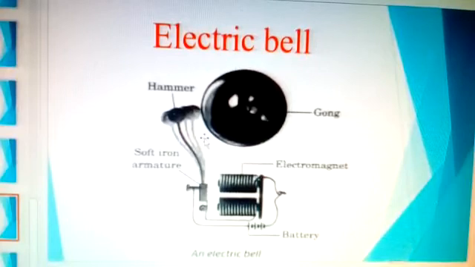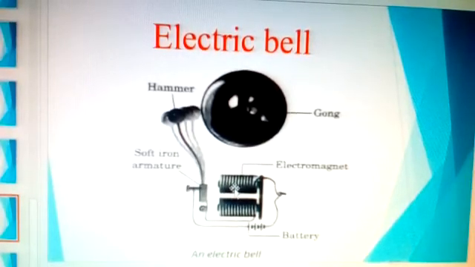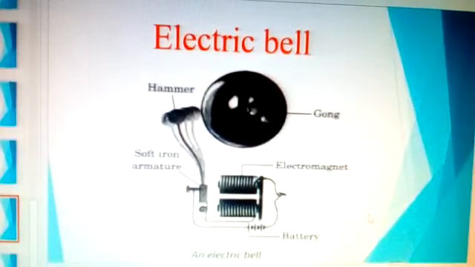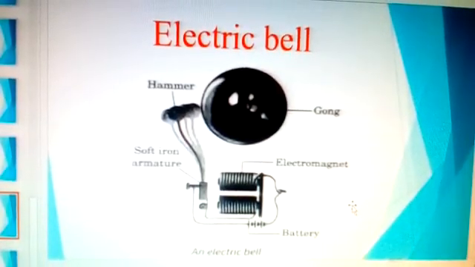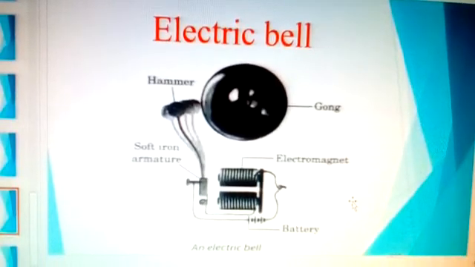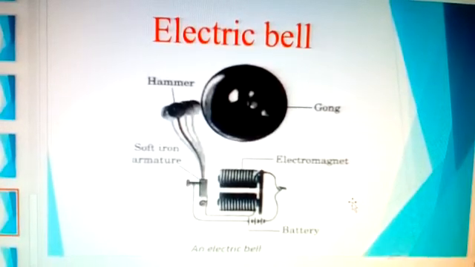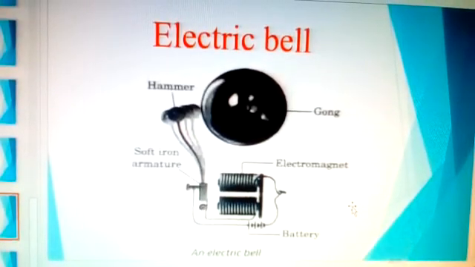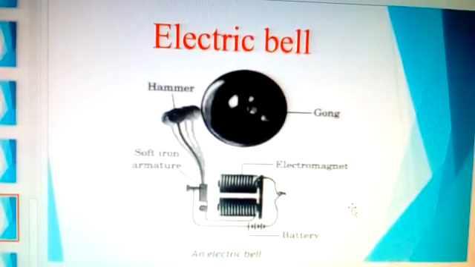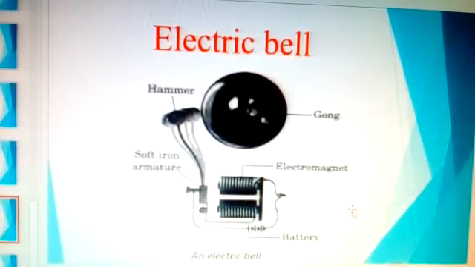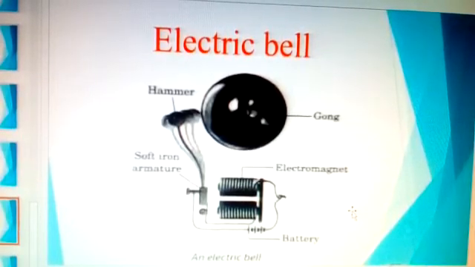However, when the electromagnet pulls the iron strip, it also breaks the circuit. The current through the coil stops flowing. When the circuit breaks, the coil doesn't remain an electromagnet. It no longer attracts the iron strip. The iron strip comes back to its original position and touches the contact screw again. This completes the circuit again. Then the current flows in the coil and the hammer strikes the gong again.